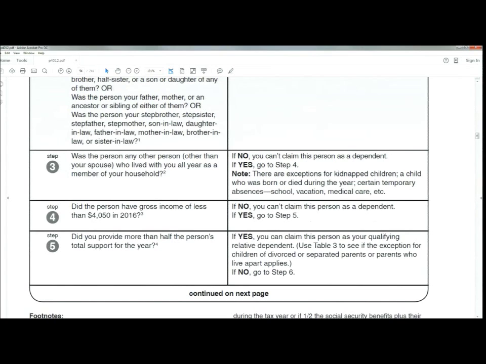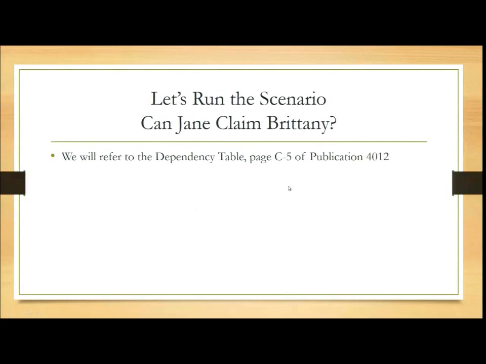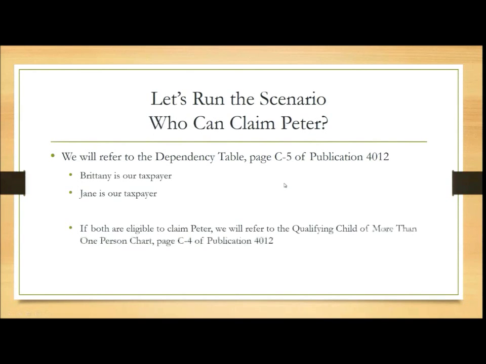Yes. Is Social Security income included in that $4,050? Social Security is only considered to be part of gross income if it's taxable. And Social Security will only be taxable if there's a fairly substantial amount of non-Social Security income. But by and large, we would say no, it's not. Okay, then back to our PowerPoint and proceed along. So, can Jane claim Brittany? No, she can't.